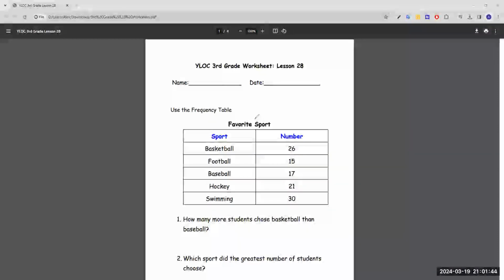Today we're going to be doing third grade worksheet lesson 28. So let's start off with using the frequency table. This frequency table shows us each sport and the number of people that choose it as their favorite sport.